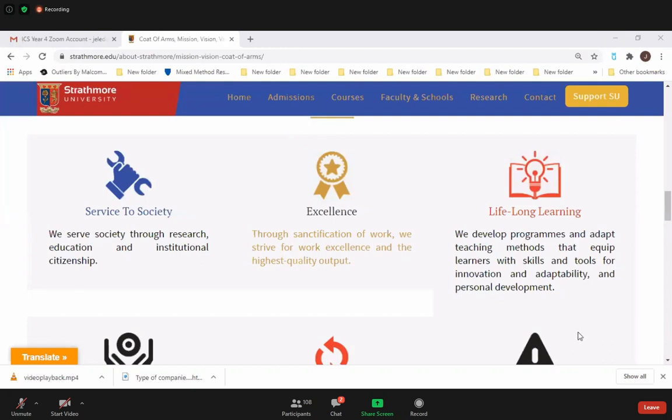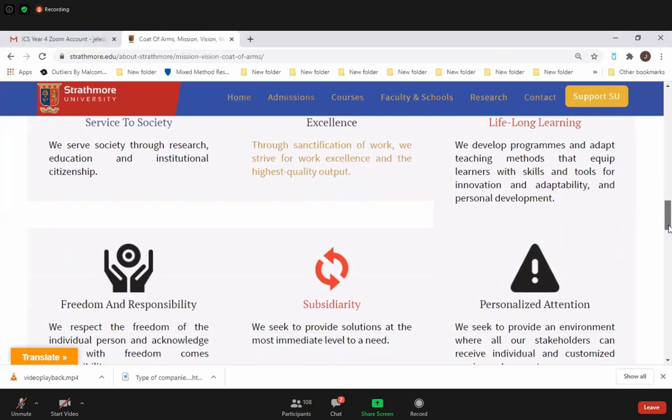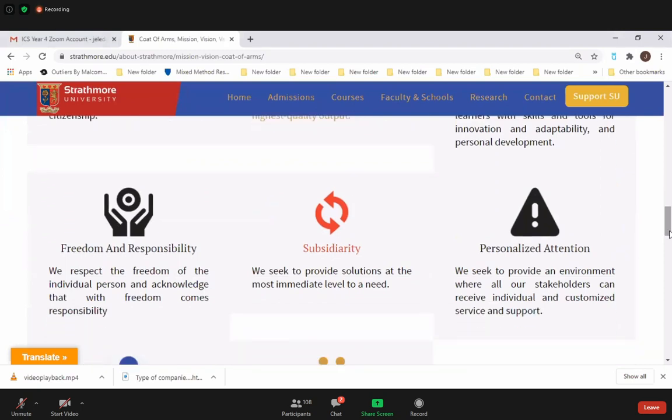Service to society. We serve society through research, education, and institutional citizenship. Excellence through sanctification of work. We strive for excellence and the highest quality output. Lifelong learning. We develop programs and adapt teaching methods that equip learners with skills and tools for innovation and adaptability and personal development.